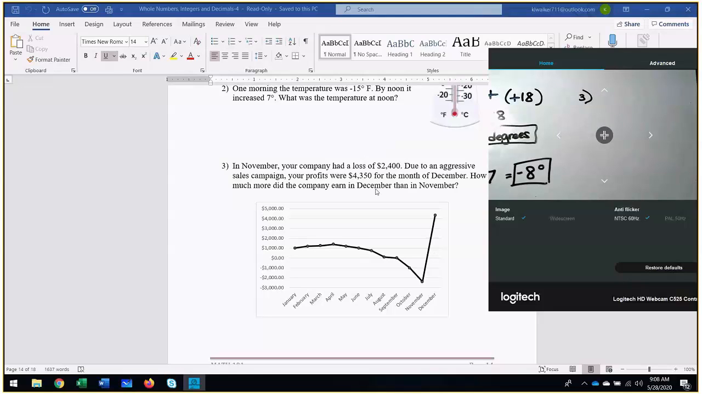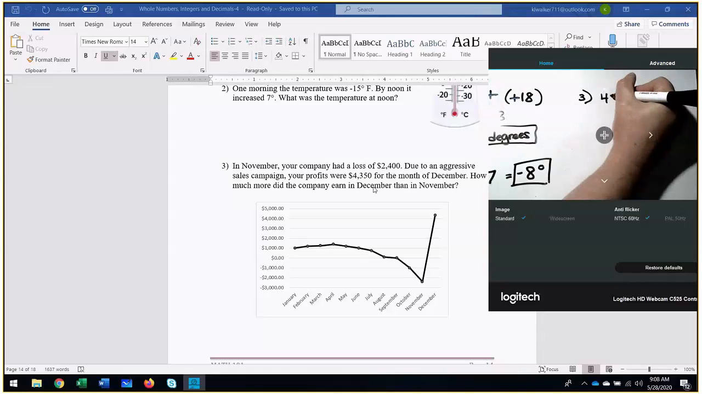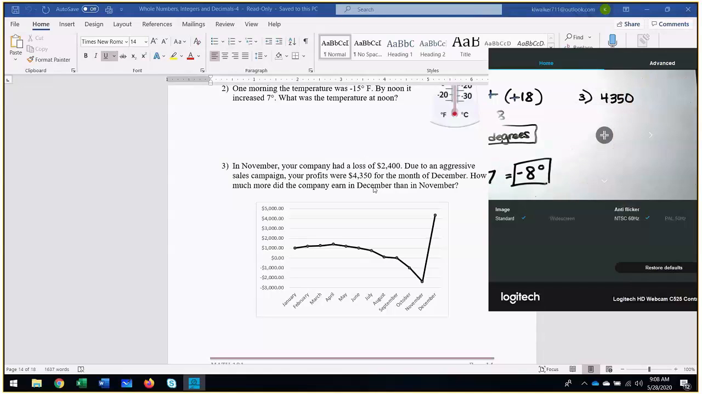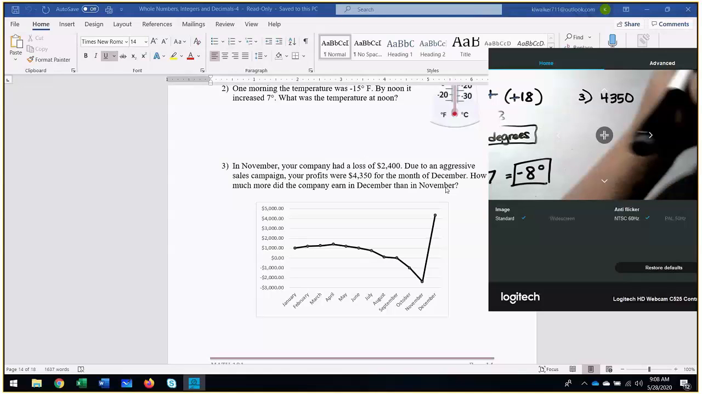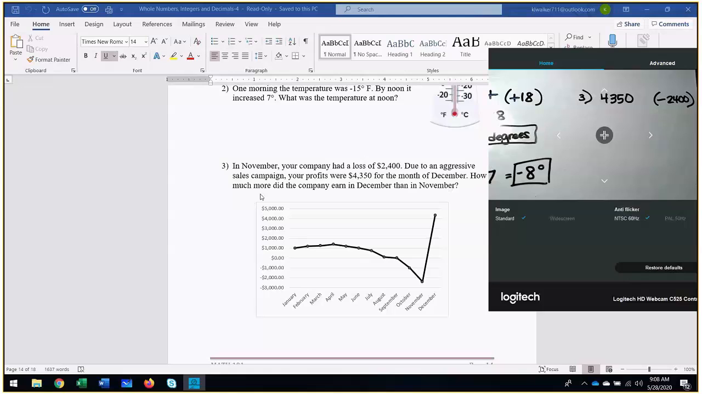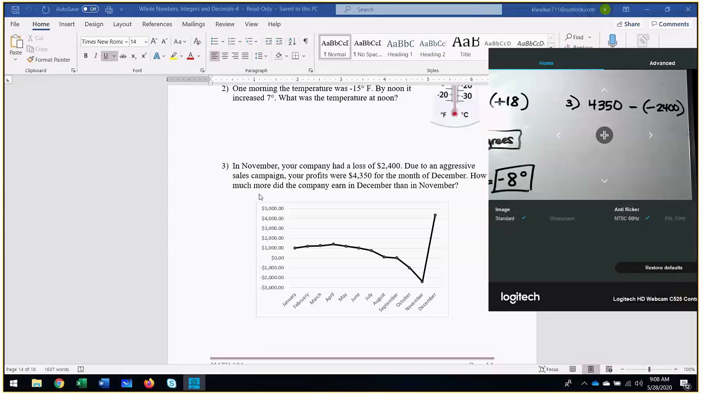All right, so what it says here is how much more did it earn in December than November? So you need to go with December first as your first value. Then November was a loss of $2,400. And the question wants to know how much more. That is subtraction. So here's how this all translates out.